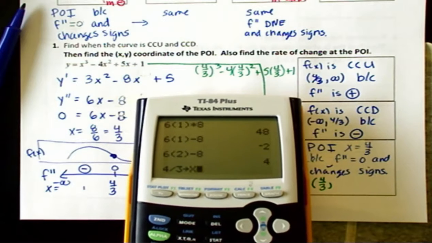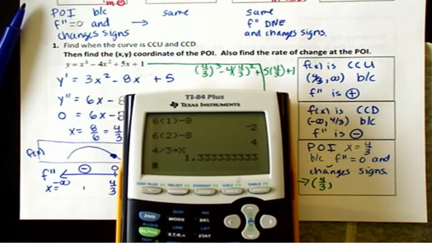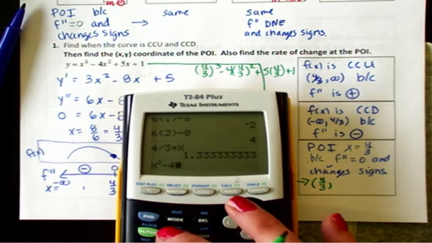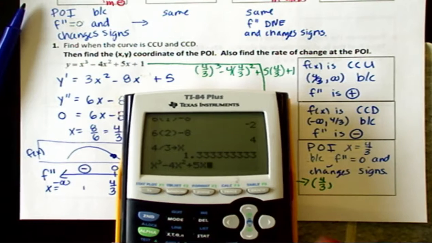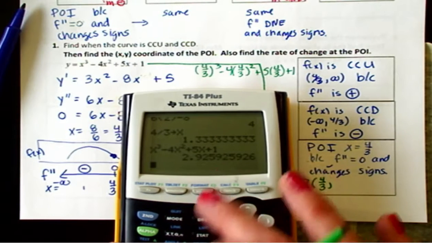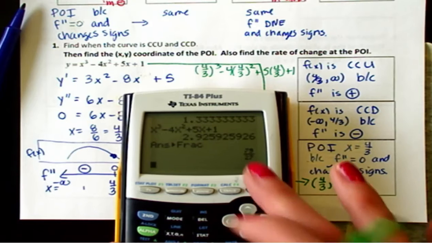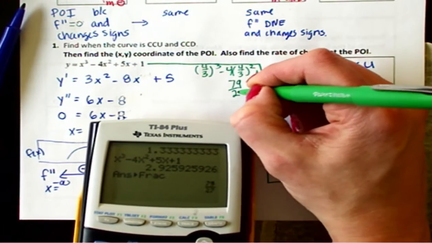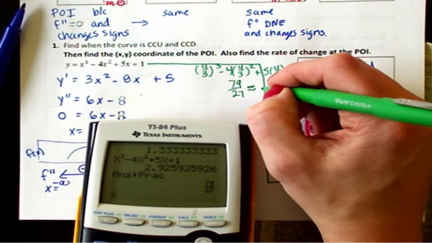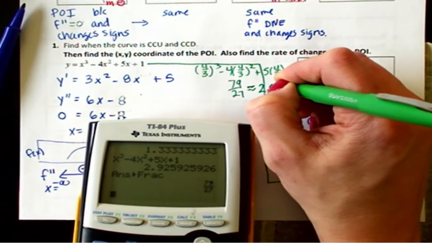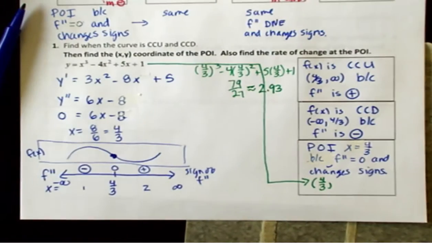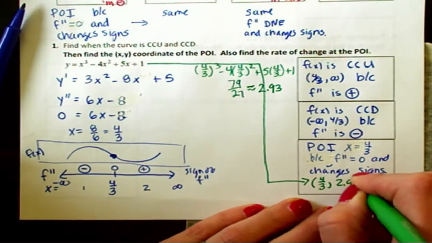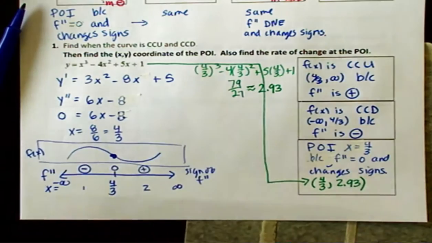Okay, so I'm going to store 4/3 for x, and then I'm just going to type it in. X to the power 3 minus 4x squared plus 5x plus 1. Okay, I'm going to hit math frac. And I get 79 over 27. It does not matter whether you write it as a decimal or a fraction. 2.93. Doesn't matter, guys. I don't care how you round. Okay, keep reading your directions.